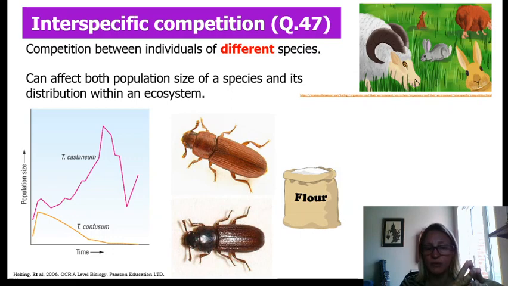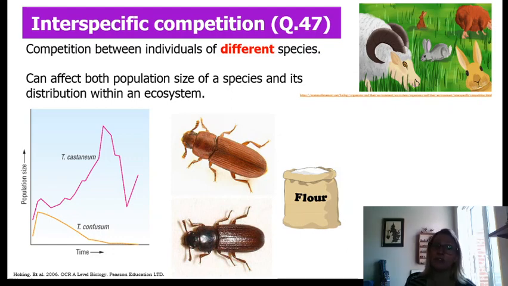And the example I've got here, we've got two of these beetles, the T. castaneum and the T. confusum, and you can see that the T. confusum gets completely outcompeted. So they have got the same niche. You can see that they're quite similar to each other. So they have got the same niche, which means that they are in direct competition. Now, no two species can occupy the same niche.